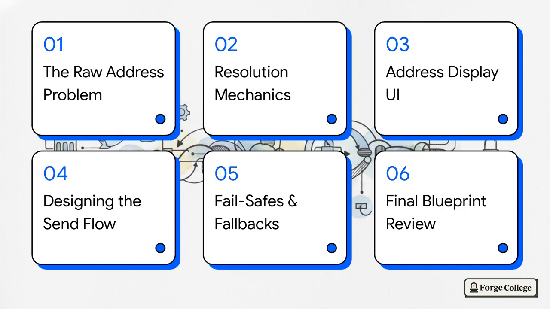Here's the schematic overview for today, which is part of our NFTs and decentralized identity track. Number 1, the raw address problem. Number 2, forward and reverse resolution. Number 3, building the address display. Number 4, designing the send flow. Number 5, fail-safes and fallbacks. And finally, number 6, final blueprint review.